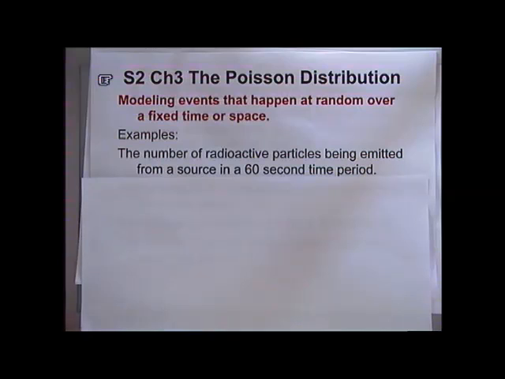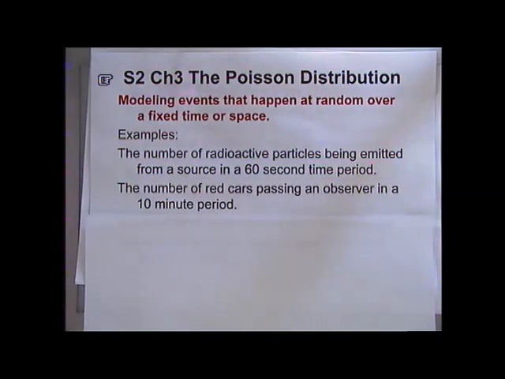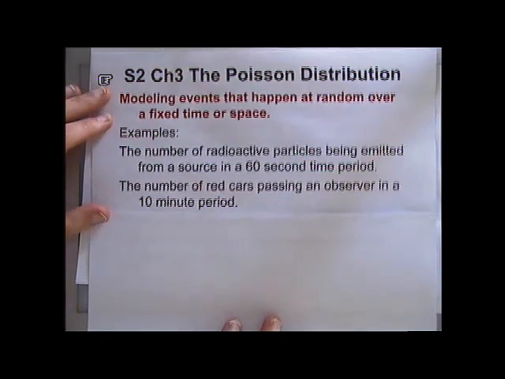One is the number of radioactive particles being emitted from a source in a 60-second time period. No need to write this down, it will be on your handout later on. But there we go, radioactive particles are emitted at random periods, but they will follow on average a certain number per 60 seconds or something like that. Another example, cars passing an observer. Something else that happens on average, you would get the same number of red cars in, for example, a 10-minute period. So those are both time periods.